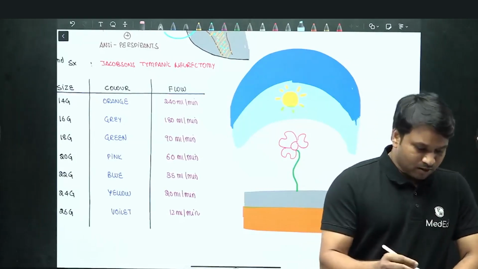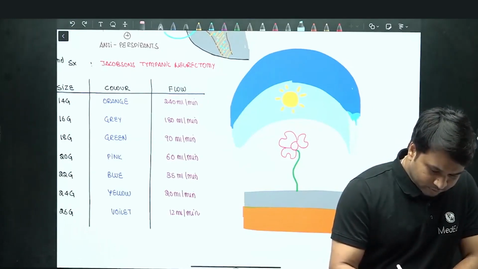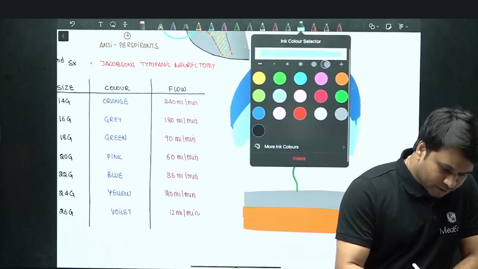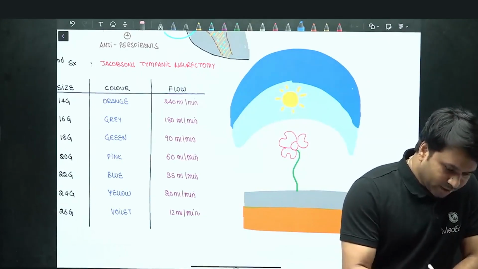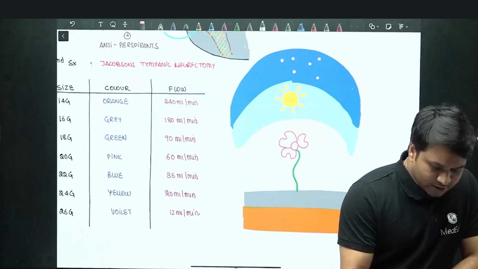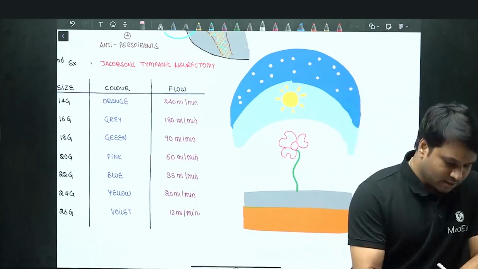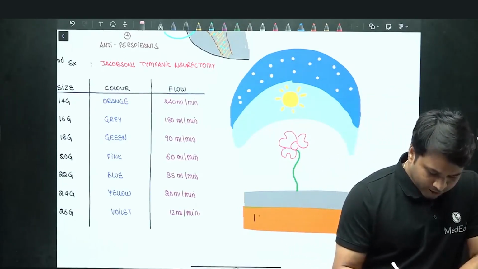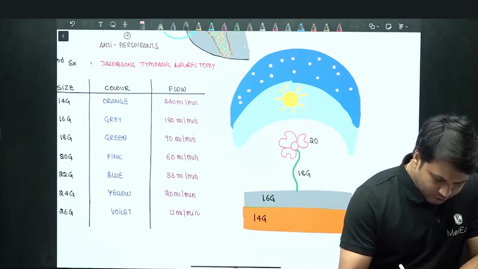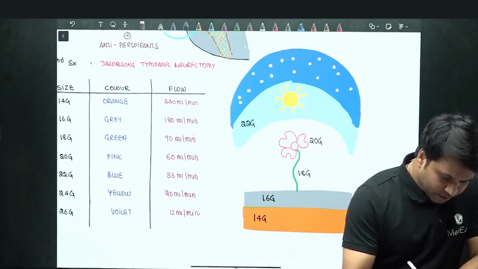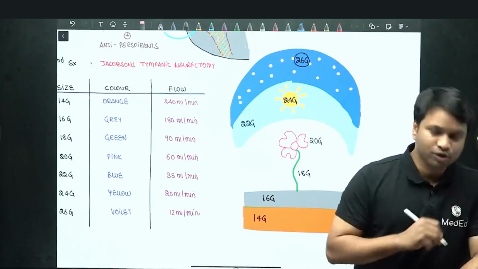Okay. Now, so this was the universe. ठीक. Then you have, just for the sake of understanding, इसको मान लो कि stars हैं, अगर आपको नहीं लग रहा कि universe है. ठीक है. Now when you look at this, this is your 14 gauge. This happens to be your 16 gauge. This is your 18 gauge. This is your 20 gauge. This is your 22 gauge. The sun is 24 gauge, and this happens to be your 26 gauge, right?